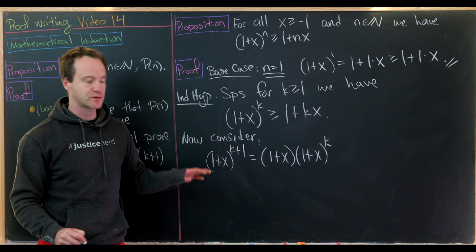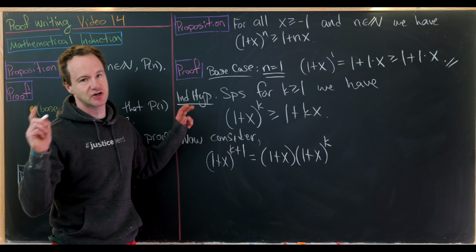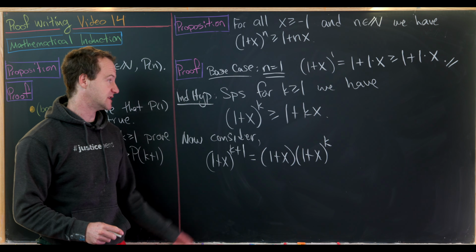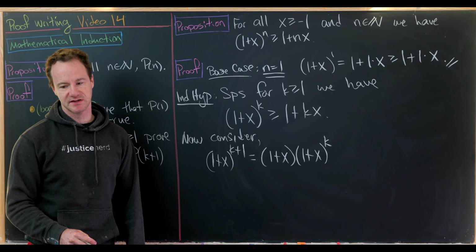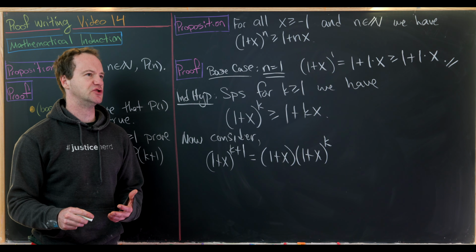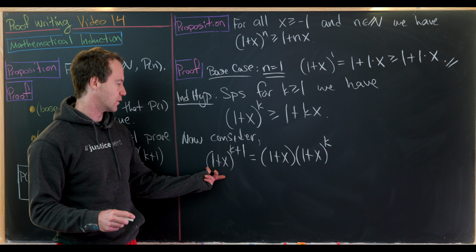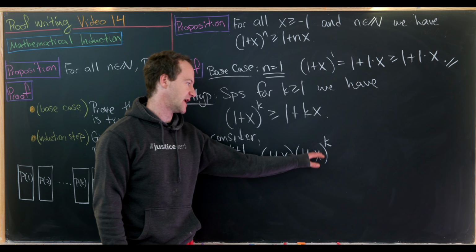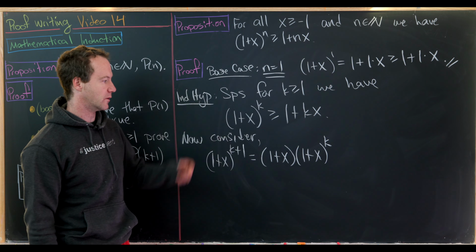Notice it's always really important to take your next case, your k plus first case, and somehow manipulate it so that we can use the induction hypothesis. And that manipulation is usually quite simple. Just like here, we took (1+x)^(k+1) and factored a 1+x out so that we had a (1+x)^k to work with.